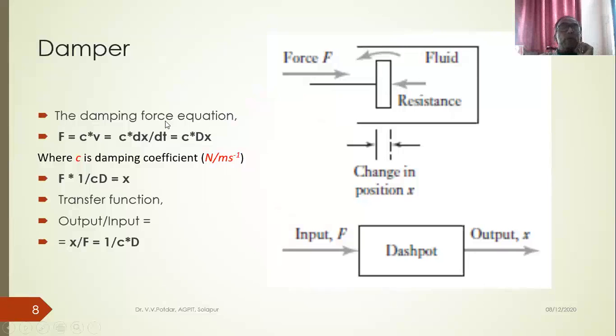The damping force equation, as we discussed earlier: force is proportional to velocity v, and the constant of proportionality is the damping coefficient, which is Newton second per meter or Newton per meter second raised to -1. So F is equal to C into V, or F is equal to C into dx by dt, or F is equal to C into D x. When I solve it for x, x will be equal to F into 1 upon CD. X is equal to F into 1 upon CD.